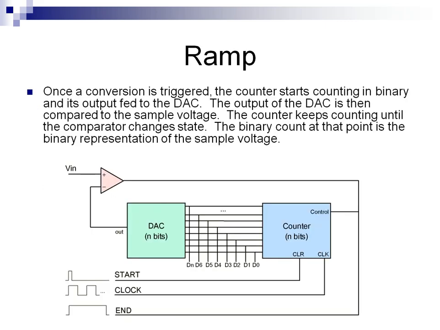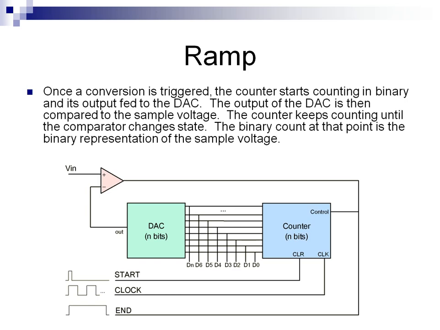Here we have the ramp method, and let me just read what it says here. Hopefully that's enough to explain it. Once a conversion is triggered, the counter starts counting in binary and it's fed to the DAC. DAC is a digital to analog converter. So the output of the counter is converted from a digital form to an analog form that goes to a comparator, which is the triangle in pink. The comparator compares the VIN, the signal being sampled, against the output of the DAC, and the counter keeps counting until the comparator changes state.